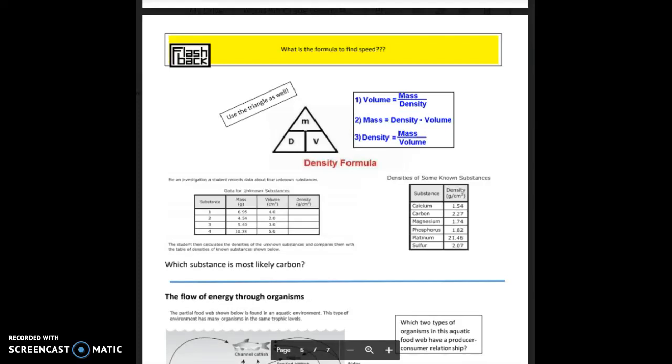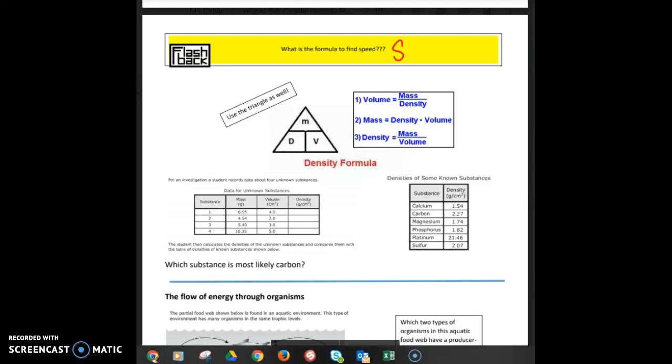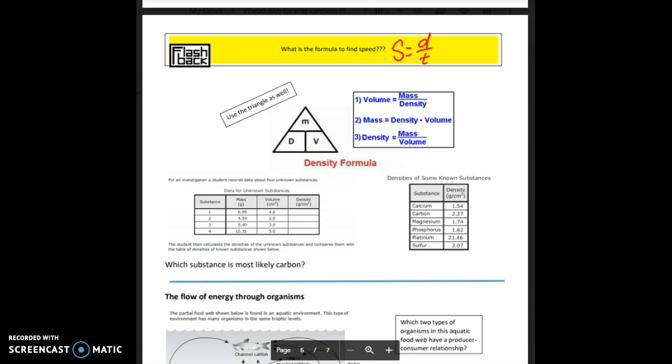Okay, what is the formula to find speed? Speed is equal to distance divided by time. You can actually find that on your formula chart. What you will not find on your formula chart is your triangle.